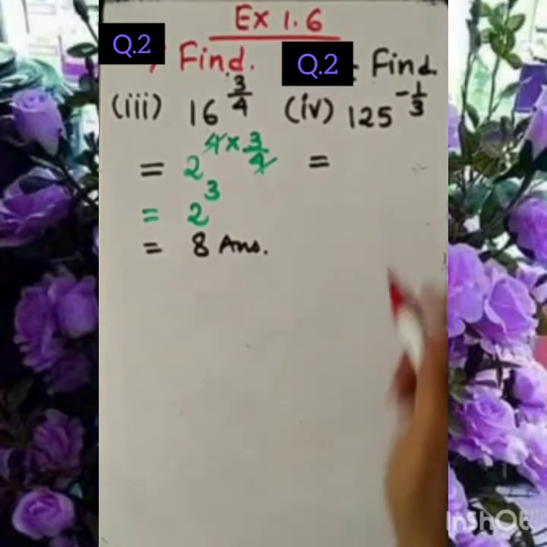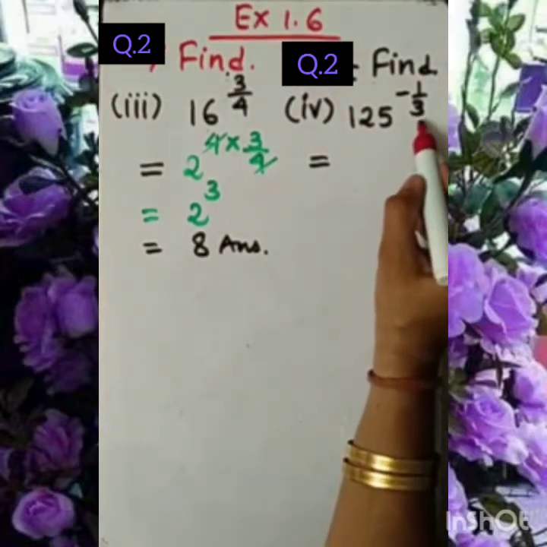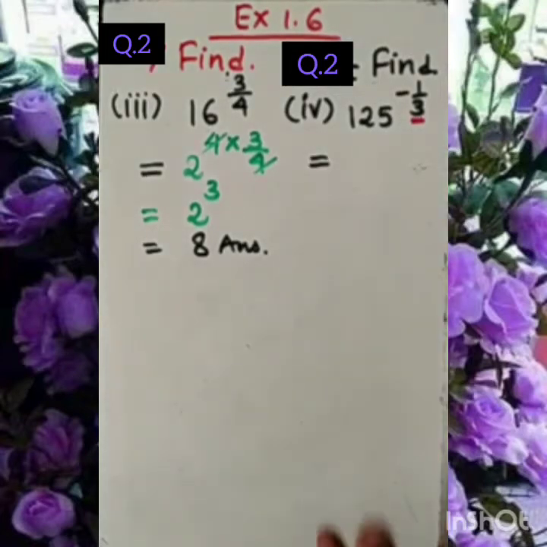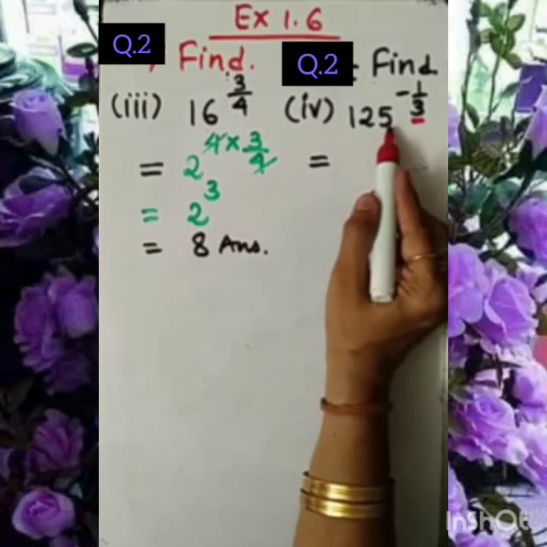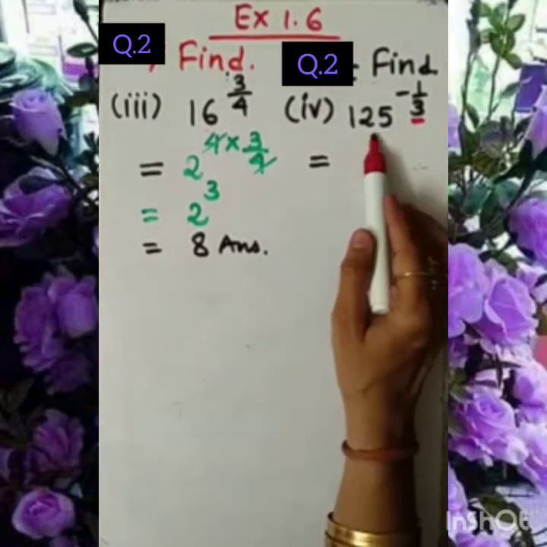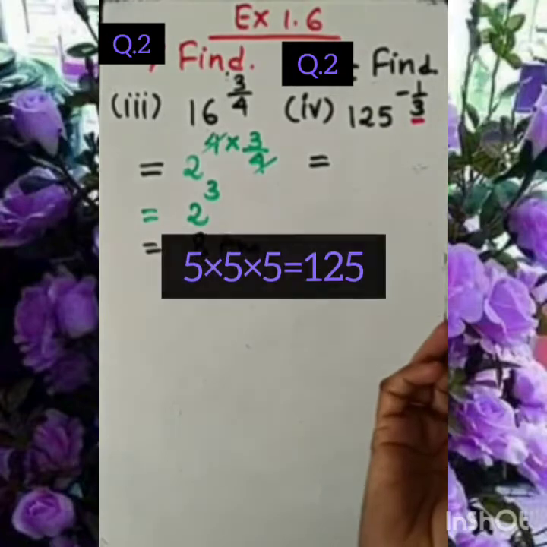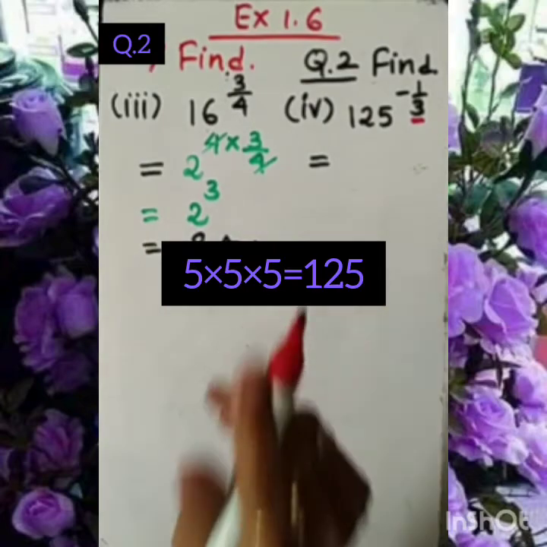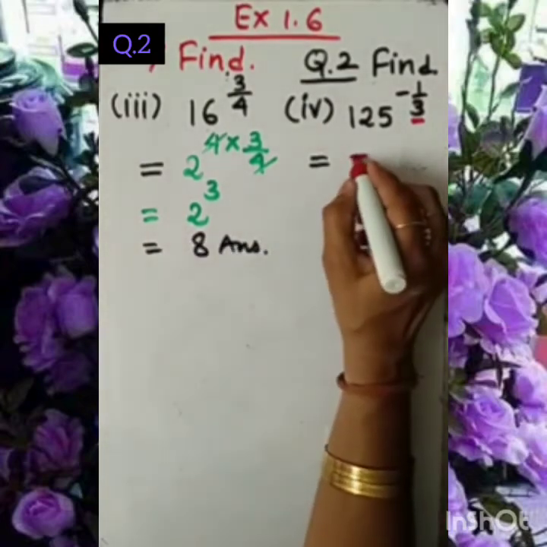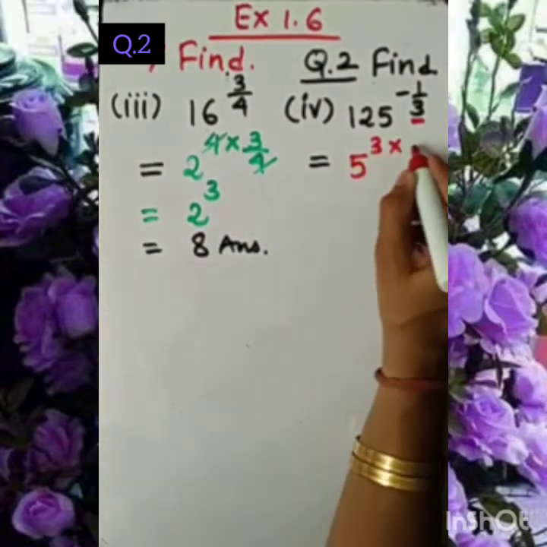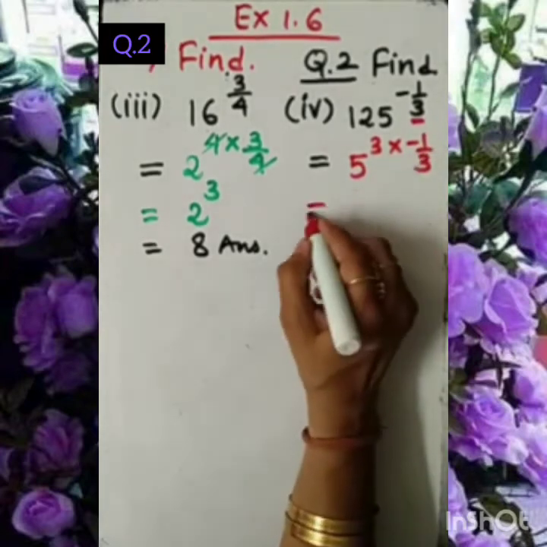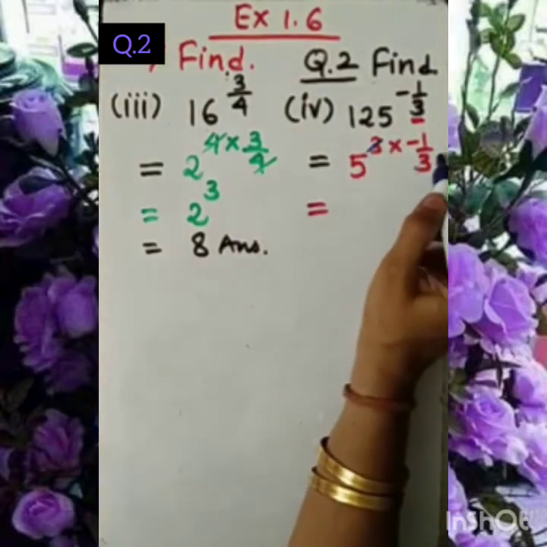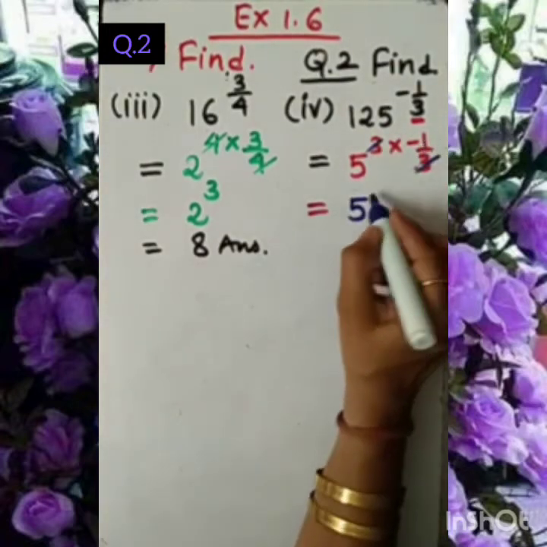As we know, here in the denominator of the power, focus on this, we are given 3. Can we write 125 in such a way that it has power 3? Of course we can, because 125 means 5 into 5 into 5. So it is 5 cube, with minus 1 by 3 power already there. So the 3 will be cancelled. So 5 to the power minus 1.